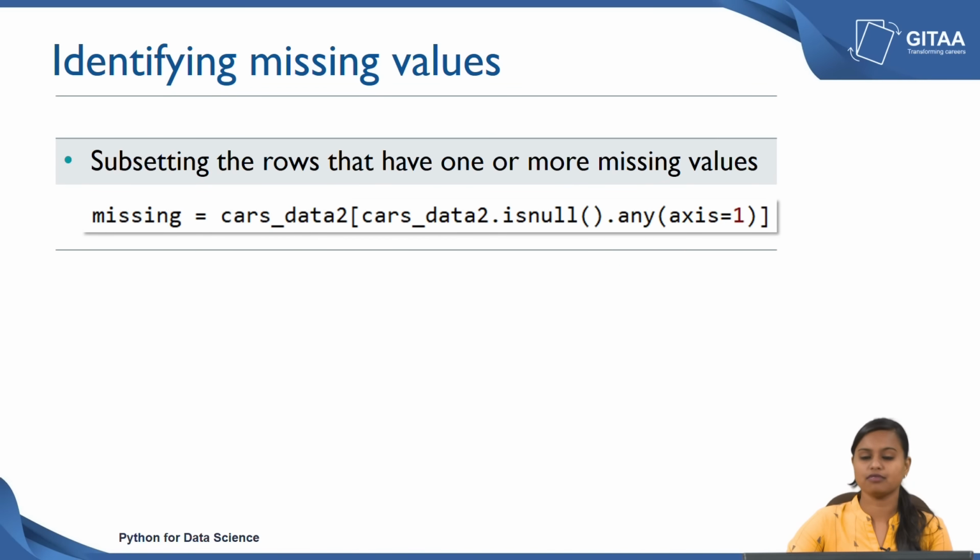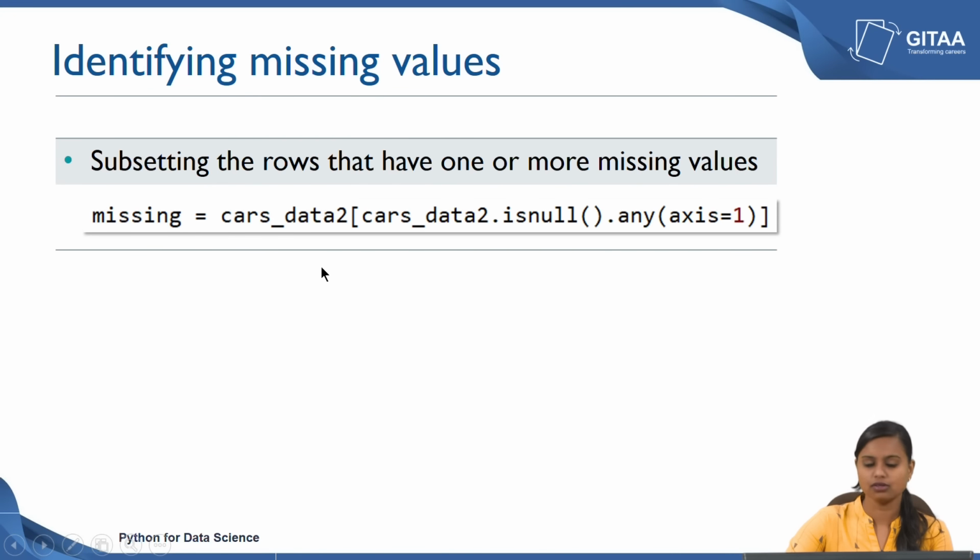So, now we are going to subset the rows that have one or more missing values, because I need to consider a row wherever only one column is missing as well as where more than one column is missing. The code shown here will do that. From the cars data 2, I am subsetting the rows wherever there are missing values using the function isnull, and I have given dot any with axis equal to 1. The 1 represents column. We are telling the function to give me all the rows wherever at least one column value is missing, and we have saved that to an object called missing. So, it becomes a data frame.